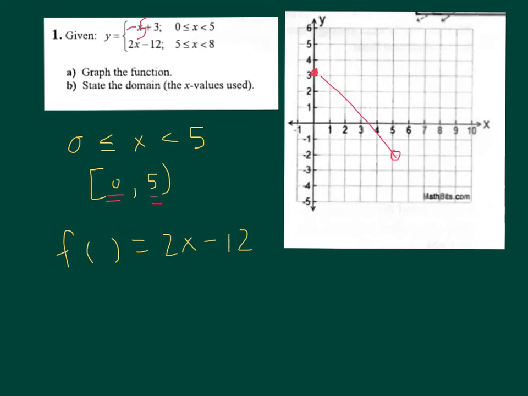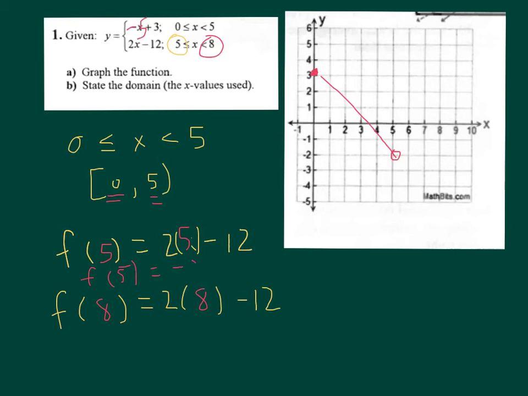So instead of using f(x), what I'm going to do is put in the two values that I want to use. I'm going to use the leftmost value, which is 5. So I'm going to put 5 in for x and evaluate it. Then I'm also going to evaluate the function for the value of 8, because 8 is the under end of this segment. So f(5) is equal to 10 minus 12, which is negative 2, and f(8) is 16 minus 12, which is 4. So that's (5, -2) and (8, 4).